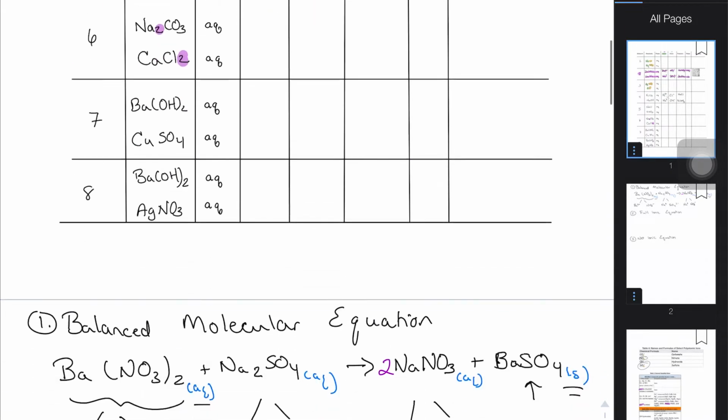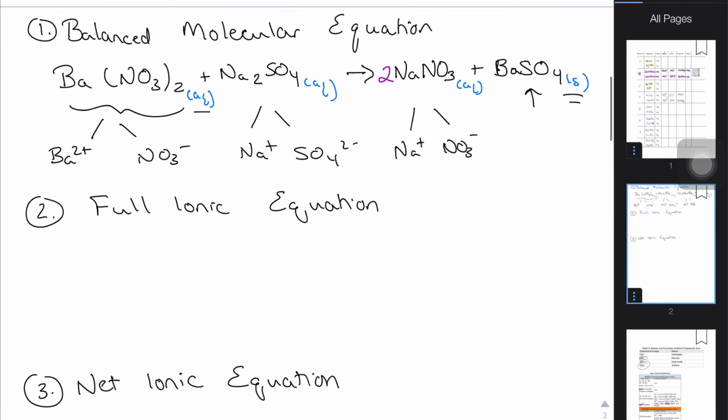So let's go down here and write our full ionic equation. So what we have is for the barium nitrate, we have Ba2+, and then we have NO3-.